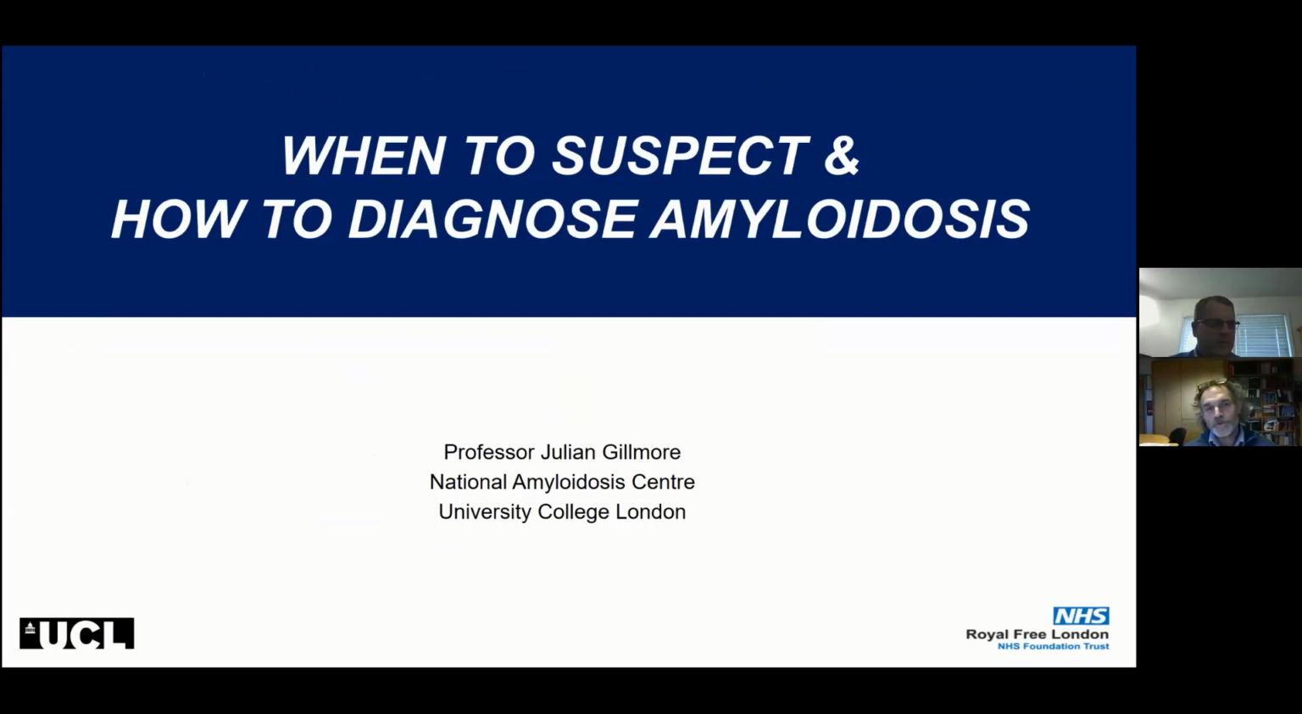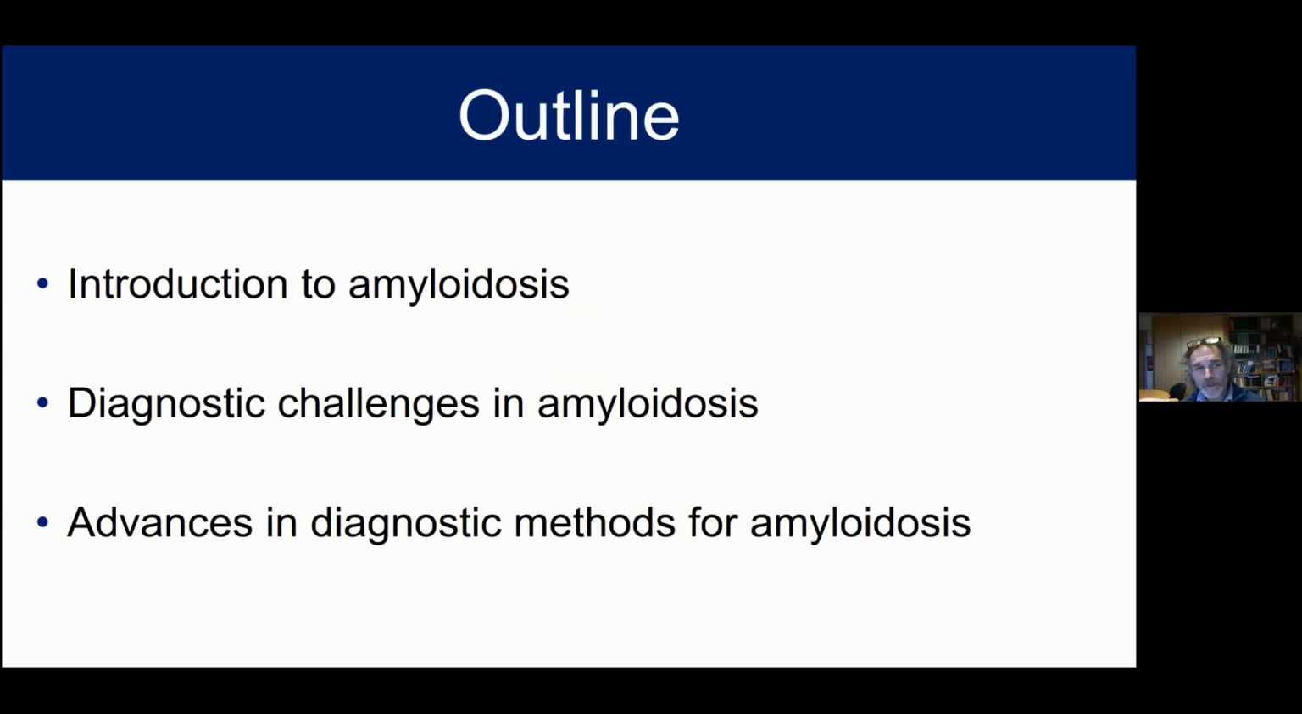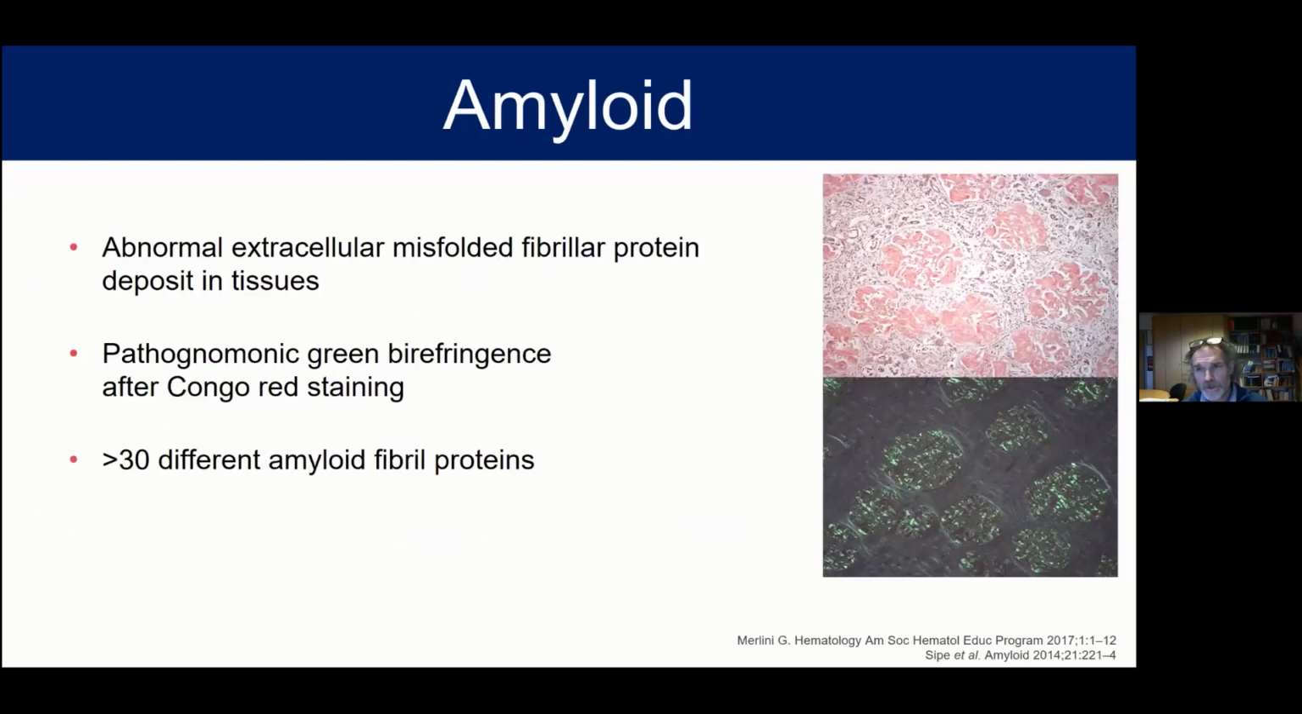So I'm going to kick off by talking about when to suspect and how to diagnose amyloidosis. In terms of the outline of my talk, I'm going to give a very brief introduction to amyloidosis in general. I apologize to most of you who will know most of what I'm going to say there already, but I'll talk a bit about some of the diagnostic challenges that we face in amyloidosis, and then hopefully talk about some of the advances in diagnostic methods that have led, and will continue to lead, I hope, to earlier and more accurate diagnosis.